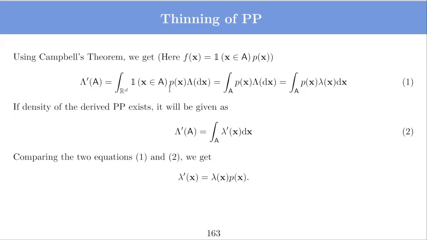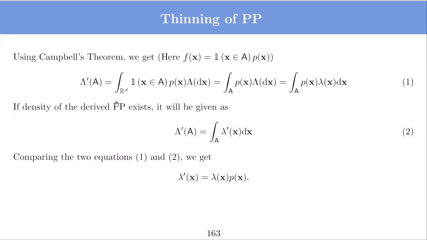So I put it here, and eventually what I get is integration over A of p(x) lambda dx. And if it has density, then this will be p(x) lambda(x) dx. Okay, and then you can show that this is true for every set A. So lambda dash(A) is equal to integral of p(x) lambda(x) dx for every set A.